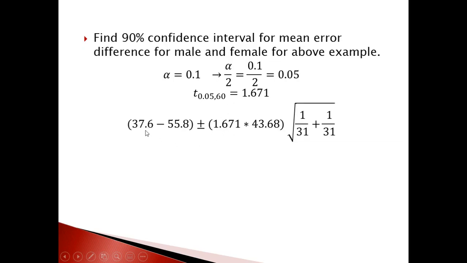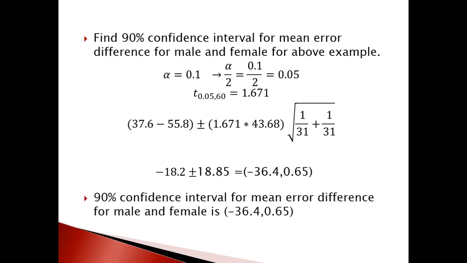Plug the values into that equation. X1 bar is 37.6 minus x2 bar is 55.8 plus or minus t value 1.671 times SP value 43.68 times square root of 1 over n1, which is 31, plus 1 over n2, which is 31. So at the end, when you simplify this, you will have negative 36.4 and 0.65. This is the lower bound. This is the upper bound of this interval. So the 90% confidence interval for mean error difference for male and female is negative 36.4 to 0.65. This is our conclusion based on the 90% confidence interval for mean error difference for male and female.